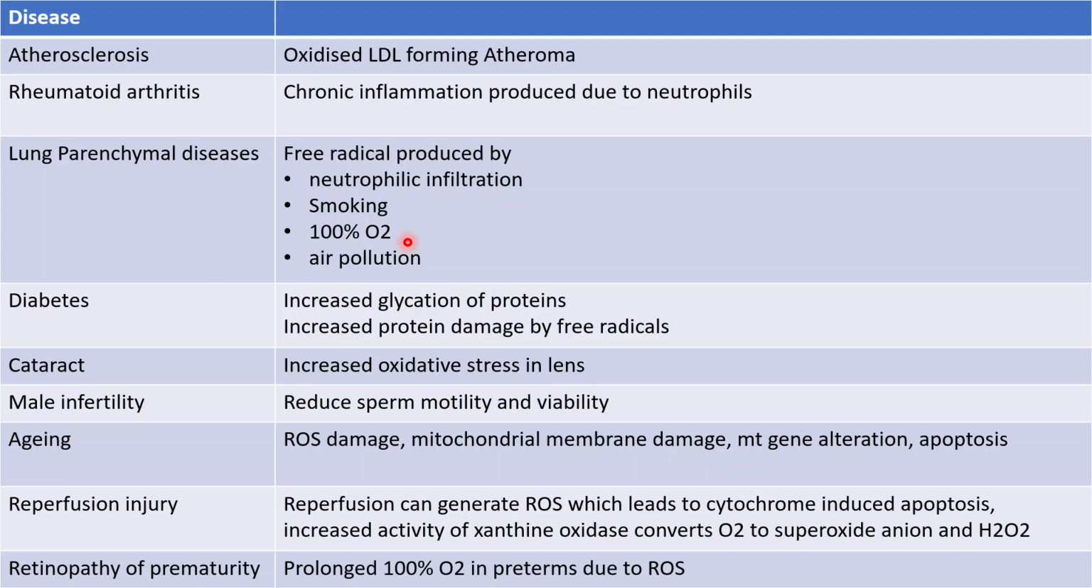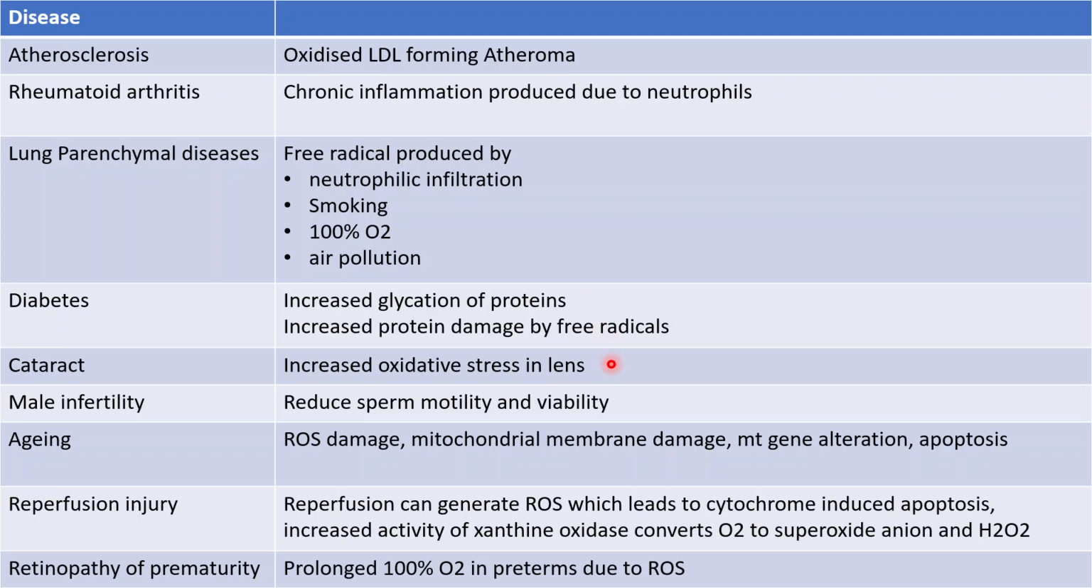Similarly, we have air pollution, which consists of numerous free radicals and can cause lung diseases. Next we have diabetes. In diabetes we have increased glycation of proteins because the glucose levels are increased. The patient has hyperglycemia, so the glucose attaches to the proteins, which is called glycation of proteins. These glycated proteins again become a target for damage by free radicals.